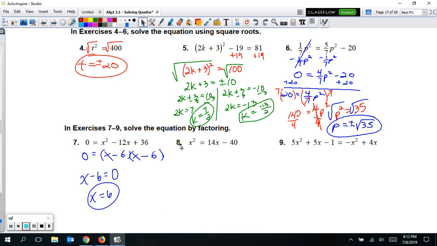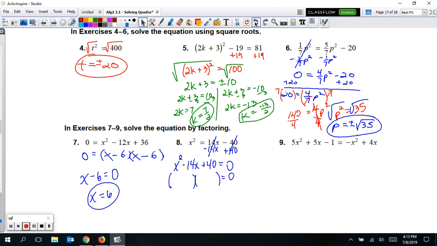Okay, so for number 8, we want to set this equal to 0 by moving these two terms to the other side where the x squared is, since x squared is positive over here. So I'm going to subtract 14x from both sides, and I'm going to add 40 to both sides. It's canceling them here, leaving 0. So on the other side, I'm going to say x squared minus 14x plus 40 is equal to 0. So there's my trinomial. And as we can see, it's just a 1x squared, so it is a simple method.